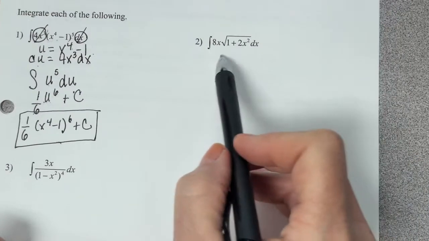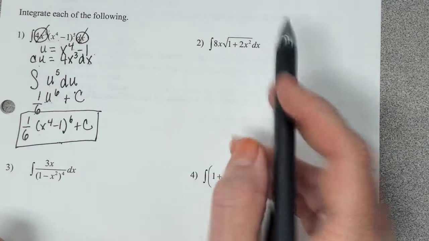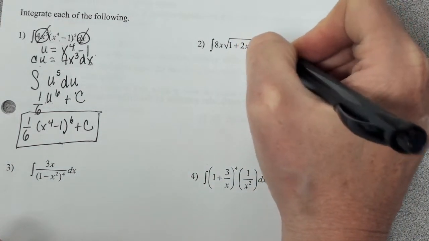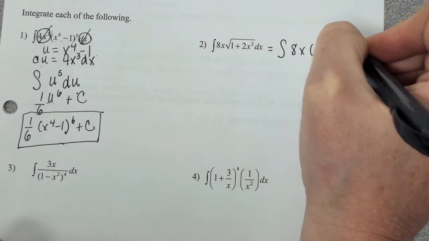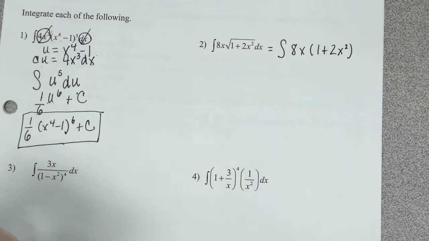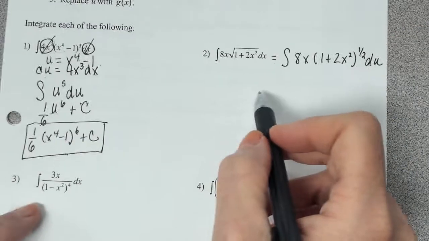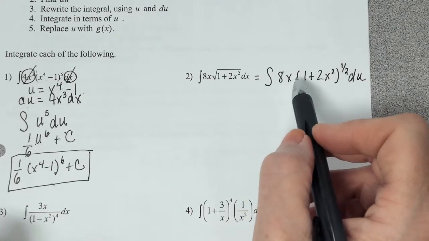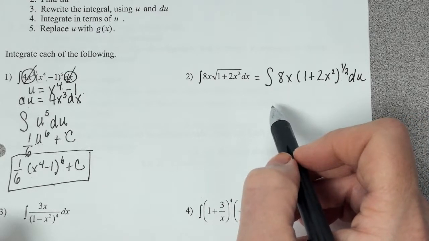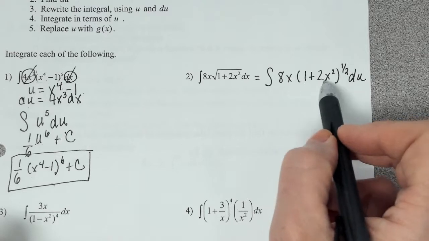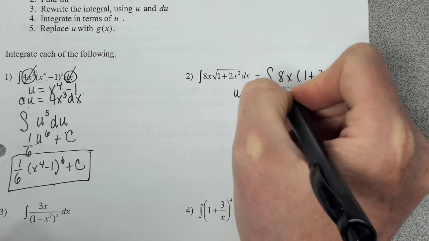All right, so looking at number 2 now. First, we want to rewrite this so that we have a parenthesis. So I'm going to rewrite this as the integral of 8x times 1 plus 2x squared to what power? 1/2. And then we just said that u is going to be, most of the time, whatever's inside the parentheses. Here's the parentheses. So we're going to say then that u is 1 plus 2x squared.